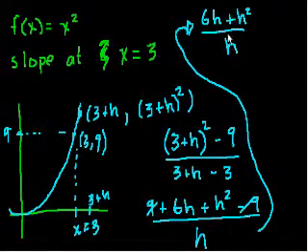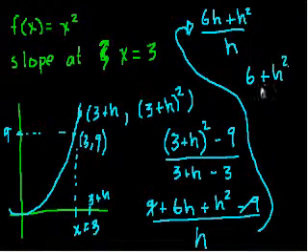And now we can simplify this, because we can divide the numerator and the denominator by h, and you get 6 plus h. So that's the slope between these 2 points: 6 plus h.